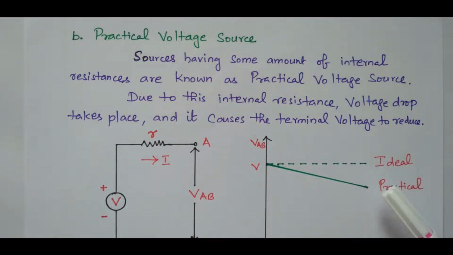Right? In the ideal voltage source there is no internal resistance, but in a practical voltage source some amount of internal resistance will be there. Due to the internal resistance, the voltage will drop. So due to that, there is a reduction in the terminal voltage. Right? We'll see the diagram.